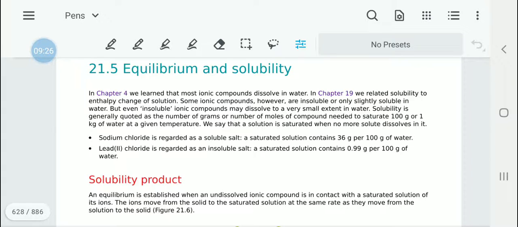There are some ionic compounds which dissolve sparingly in water, and some are said to be insoluble in water. However, even insoluble ionic compounds dissolve in water up to at least a very small extent.